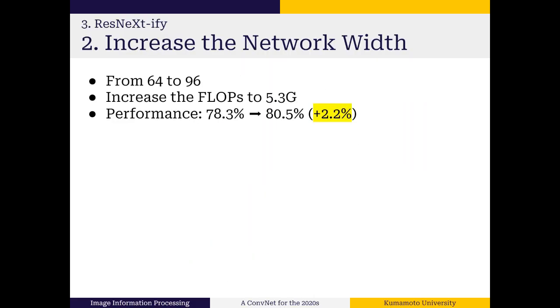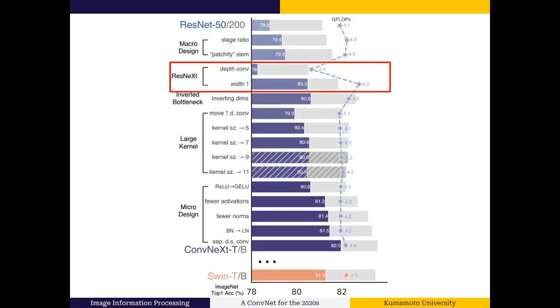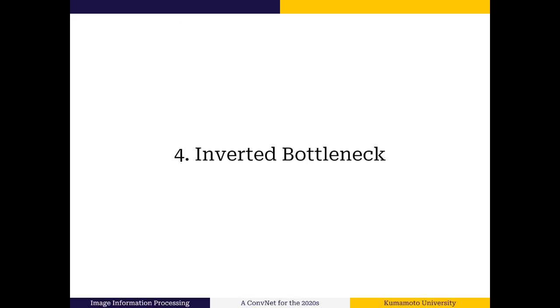The next step is to increase the network width, or the number of channels, from 64 to 96. This increases the flop as well as the performance by 2.2%. Here we are now in the performance chart. We have improved the performance, but the flop is also increased significantly, so we are going to decrease it in the next steps. The next category is the inverted bottleneck.